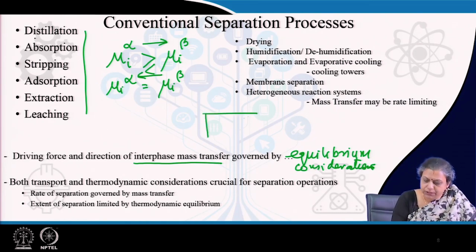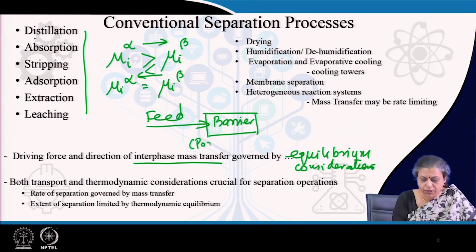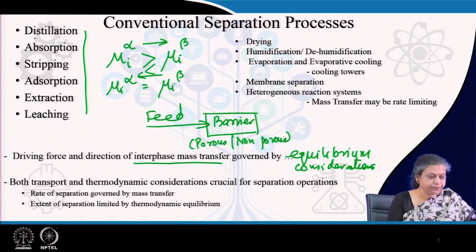During membrane separation, what do we have? We have got a feed. The feed is made to move through some particular barrier, maybe a porous barrier or a non-porous barrier. And what does this barrier do?